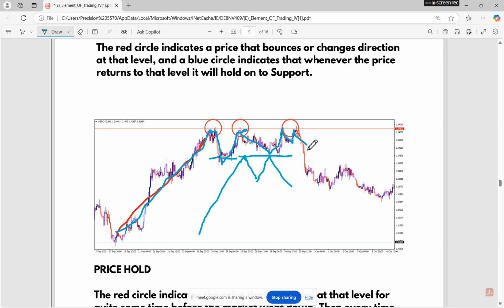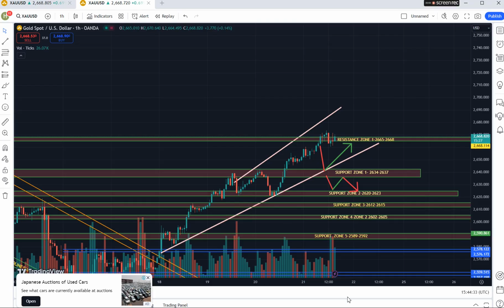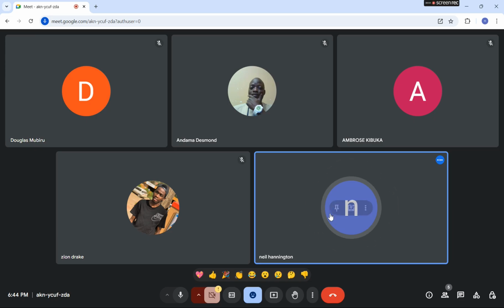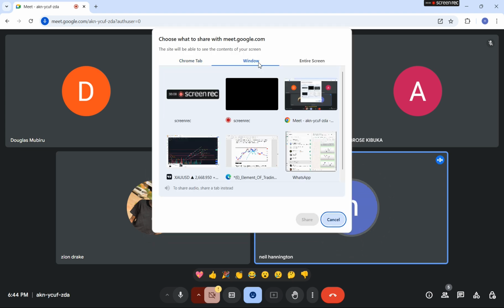So that's how support and resistance are. Resistance is an area of sellers, and support is an area of buyers. Let's go to the live chat to see this.